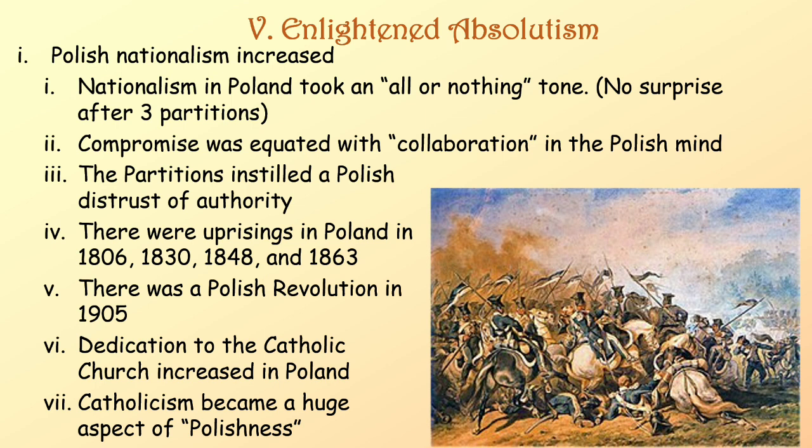But Polish nationalism increased after all of this. Nationalism in Poland took on an all-or-nothing kind of tone, no surprise, after 3 partitions. Compromise was equated with collaboration in the Polish mind. These 3 partitions instilled a Polish distrust of authority. There were uprisings in Poland in 1806, 1830, 1848, 1863. There was a Polish Revolution in 1905. Dedication to the Catholic Church increased in Poland to the point to where Catholicism became a huge aspect of Polishness.